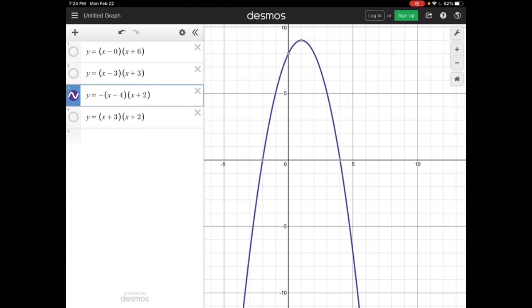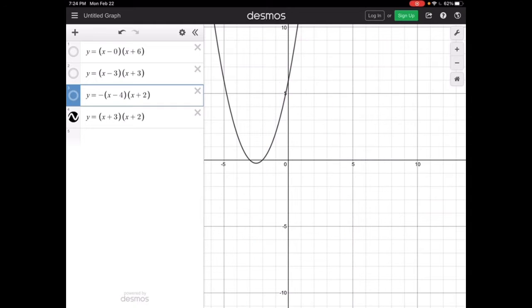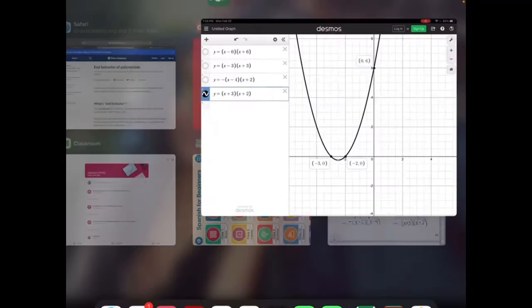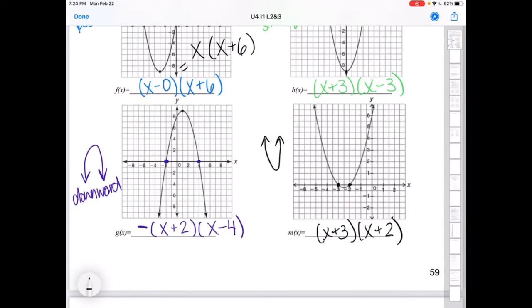Then x plus 3 times x plus 2 is in black. And as you can see, you get the same exact x-intercepts, and you get the same exact 0, 6 y-intercept, which you see right here.